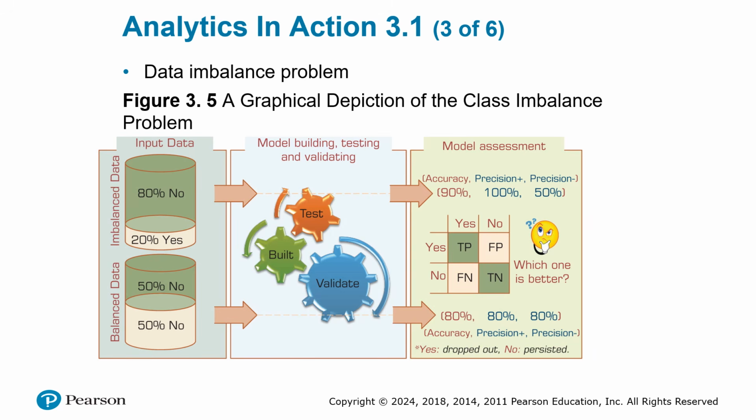Now this is the complete process of how you can handle class imbalance problems. For example, we have imbalanced data, like 80% no and 20% yes. And then balanced data, where we have 50%, 50%. Again, we are building a model, testing the model, and validating the model.